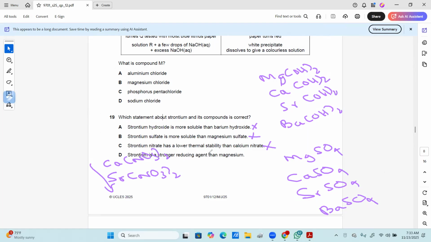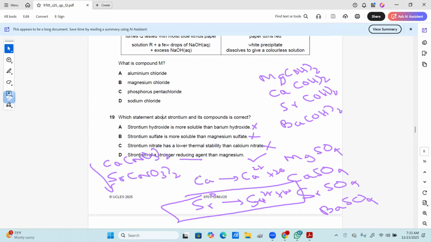Strontium is a stronger reducing agent than magnesium. Reducing agent means it should be able to undergo oxidation. So if you take calcium forming Ca2+ and strontium forming Sr2+, it is easier to remove electrons from strontium. So the oxidation is easier in strontium than magnesium. Therefore, D is the correct answer.